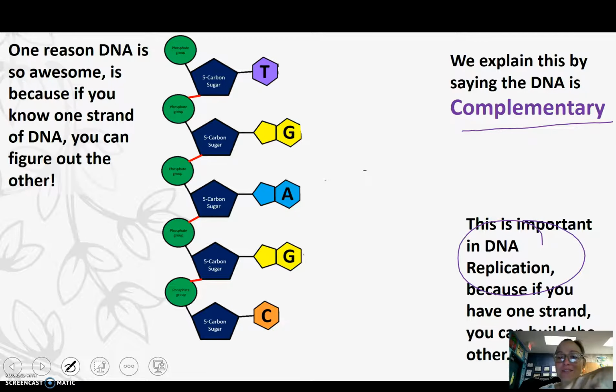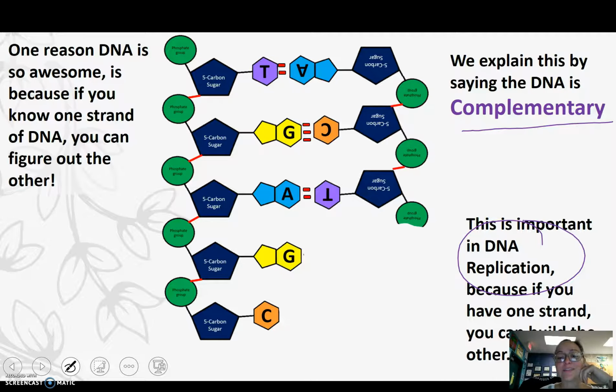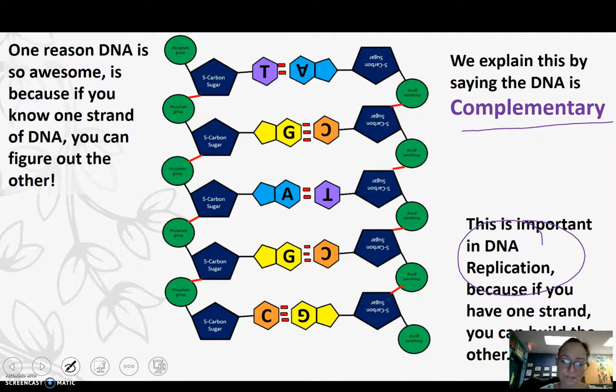So if we have one strand, if we have T, we know that A is going to pair with that, and then G pairs with C, A pairs with T, G pairs with C, C pairs with G. So we build our strands. Now if you notice, one side is upside down.